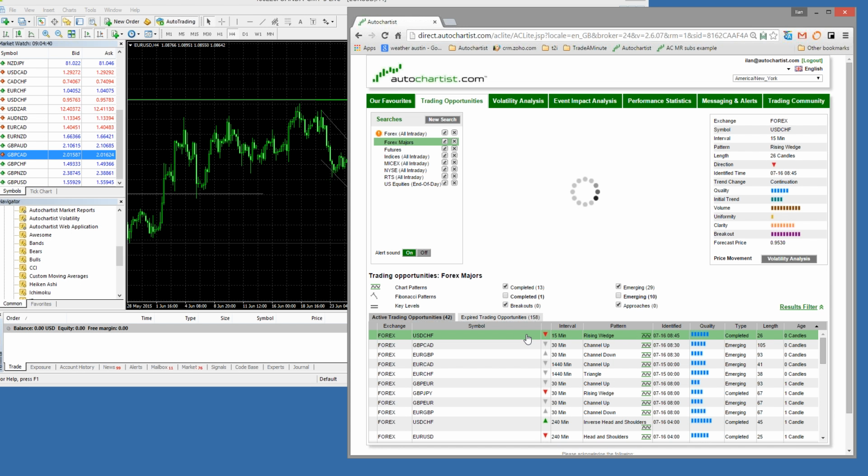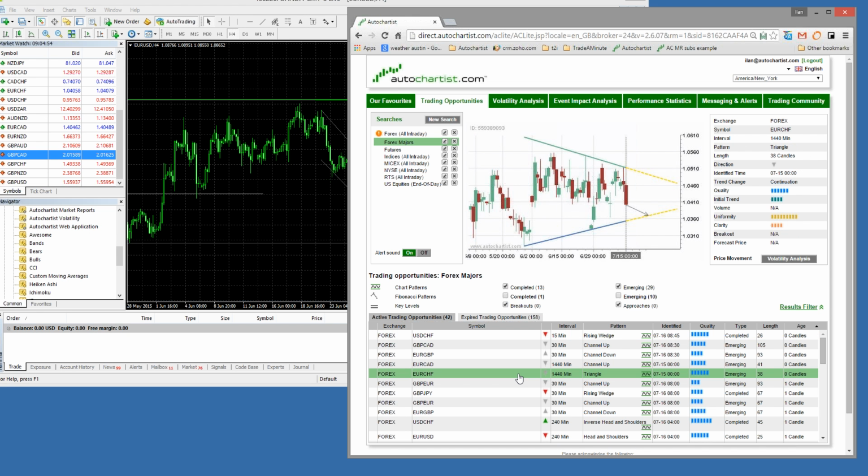If you're trading emerging patterns, these patterns that are trading between the lines, then what you've got to do is use oscillators. Sorry, not stochastic, but that's one example of an oscillator type of indicator along with Autochartist. So you've got to use something that is appropriate to the opportunity you're looking at.